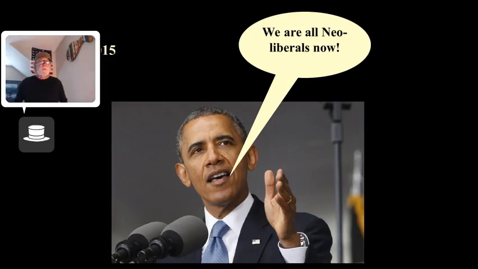Okay. This is an image I made up, okay? Obama didn't say this. Obama was a neoliberal, okay? Despite the fact that we had this massive economic crisis comparable to, at that point, the Great Depression. It was the most significant economic crisis in the United States since the Depression.